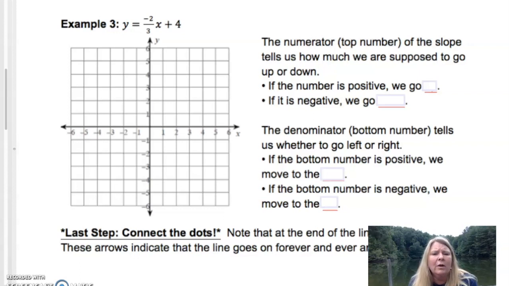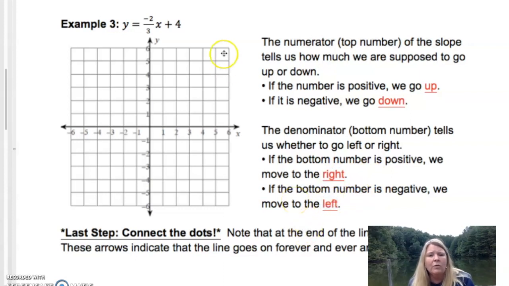This is back with the equation that we had from example 2. The numerator of the slope tells how many units we're going to move up or down. If it's positive, we would go up, and if it's negative, that makes sense that we would go down. So this one being negative tells me that I will go down 2 units. And the denominator, the bottom number, tells you how you go left and right. If the bottom number is positive, you'll go to the right, and if it's negative, you'll go to the left.